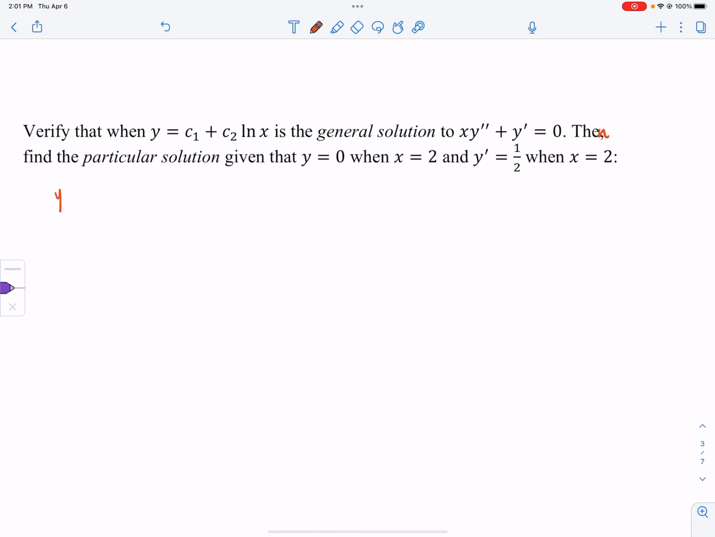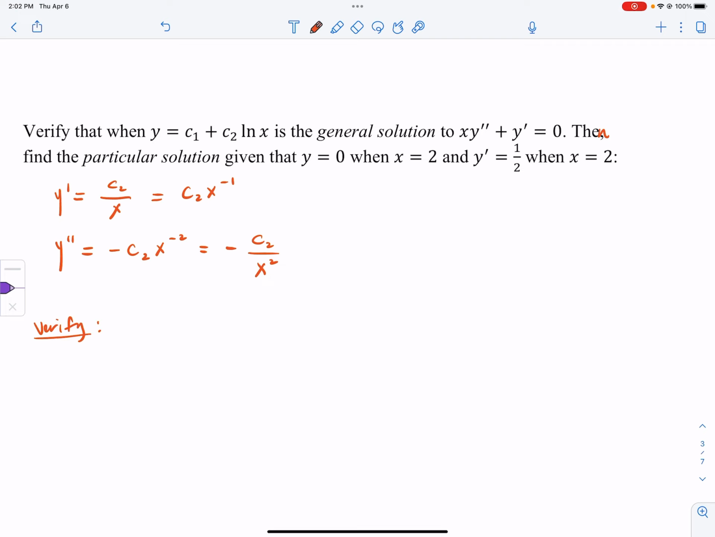We need y prime. So derivative of c sub 1 will be 0. Derivative of c sub 2 times natural log of x would be c sub 2 times 1 over x, or c sub 2 over x, which I'm going to rewrite as c sub 2 times x to the negative first in order to find y double prime using power rule. That would be negative c sub 2 x to the negative second power, which is negative c sub 2 over x squared.